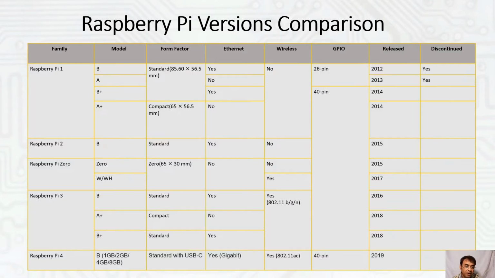Now I will discuss the comparison of different versions of Raspberry Pi. There are 5 families till now in the Raspberry Pi family: Raspberry Pi 1, Raspberry Pi 2, Raspberry Pi 0, Raspberry Pi 3, and Raspberry Pi 4. In Raspberry Pi 1, there are 4 models: B, A, B plus, A plus. In Raspberry Pi 2, there is only one model, that is B. In Raspberry Pi 0, there are two models, 0 and W/WH. In Raspberry Pi 3, there are three models, B, A plus and B plus. In Raspberry Pi 4, there is only one model till now, that is B.